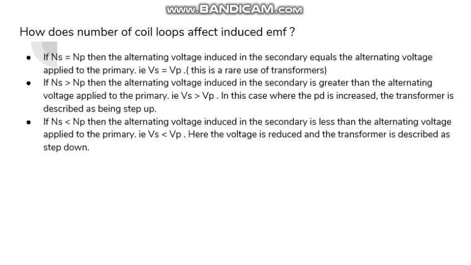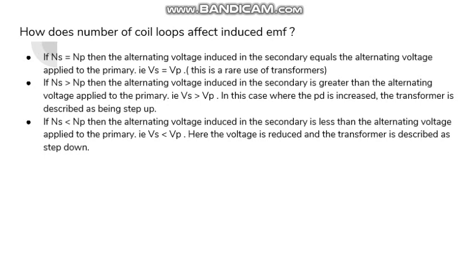So if the number of loops in the secondary coil is greater than the number of loops in the primary coil, then the alternating voltage induced in the secondary coil is greater than the alternating voltage applied to the primary coil. In this case, potential difference is increased and the transformer is described as being a step-up transformer.